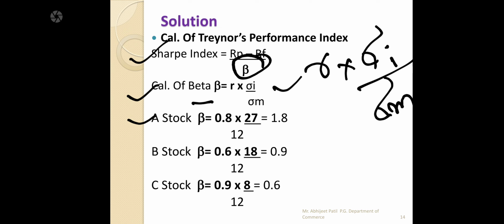So as per the problem, correlation is given as 0.8, 0.6, 0.9. The standard deviation of each stock is given and the market's is given. The market is common for each stock. So beta comes to 1.8, 0.9 and 0.6.